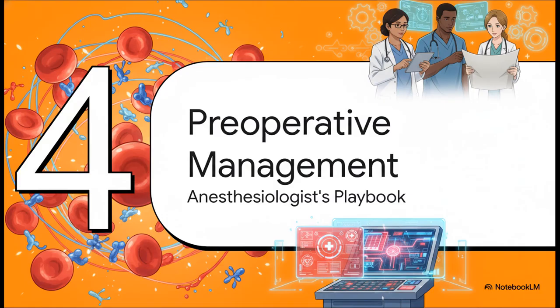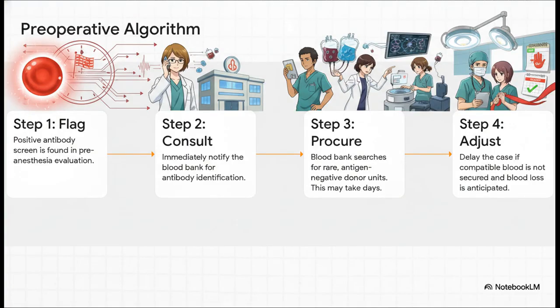Okay, so now we're getting to the really practical stuff, the anesthesiologist playbook. You have a patient on your schedule for tomorrow, and you see they have a positive antibody screen. What do you do? This is where proactive, careful planning is absolutely everything. The second you see that positive screen, a specific protocol has to kick in immediately. The clock starts ticking right then.